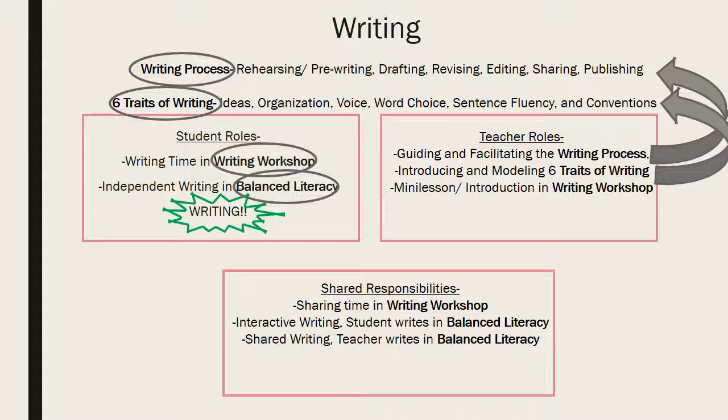Then I also put under it the 6 traits of writing because these are the ideas, organization, voice, word choice, fluency, and conventions. Those are the ultimate goals that we want the students to master in their writing. Now, writing workshop and balanced literacy, I broke up into student roles, teacher roles, and shared responsibilities because I feel that those are the examples or ways that we can get the students to ultimately go through the writing process and the 6 traits of writing.